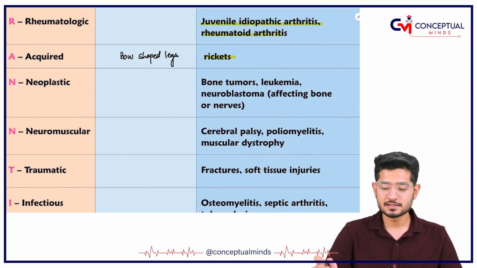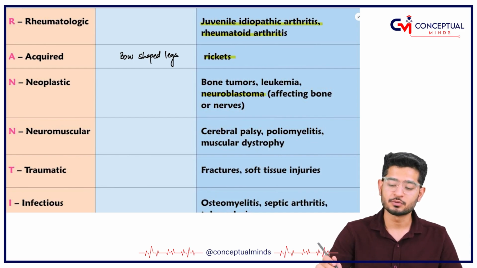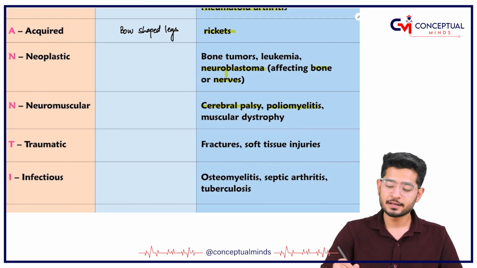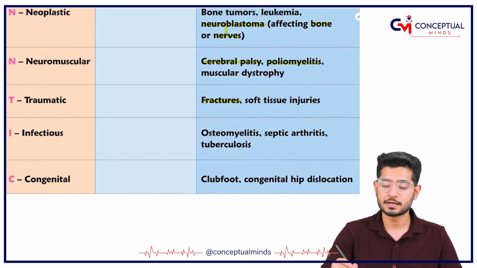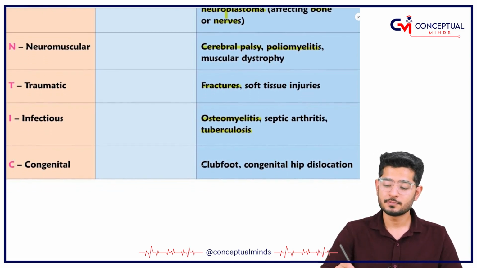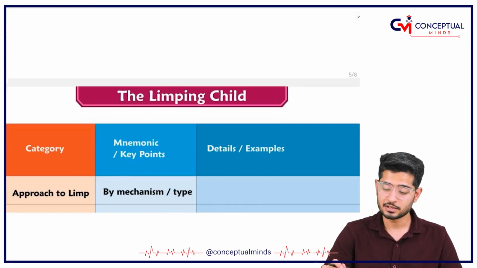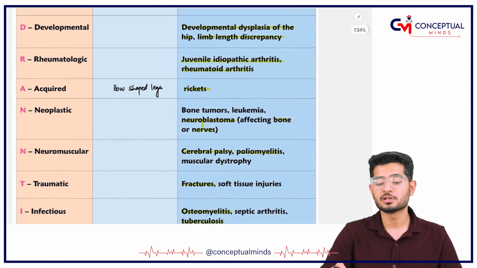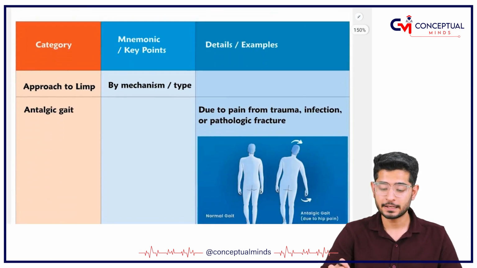Then you have neoplastic diseases like neuroblastomas, leukemias, bone tumors, because neuroblastoma has nerve involvement as well as bone involvement. Then neuromuscular disease like cerebral palsy, and in fact polio also. Then traumatic causes like fractures and soft tissue injuries, and infections like osteomyelitis, septic arthritis, TB. And congenitally, if the patient is having clubfoot. So these are the different conditions where the child will have a limping gait.